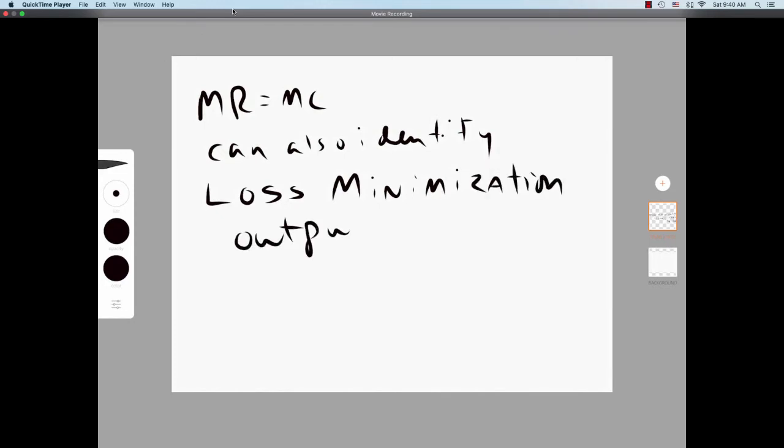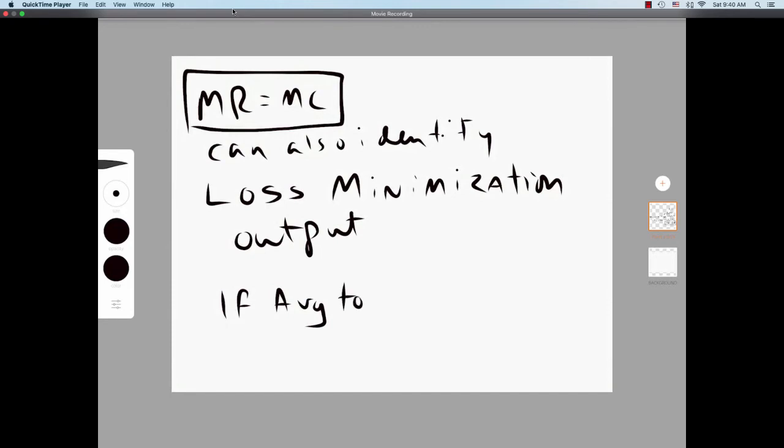The loss minimization output occurs when a firm is losing money. They want to lose as little as possible. And where marginal revenue equals marginal cost can also help a firm lose as little as possible. This would be the case if average total cost is greater than price.